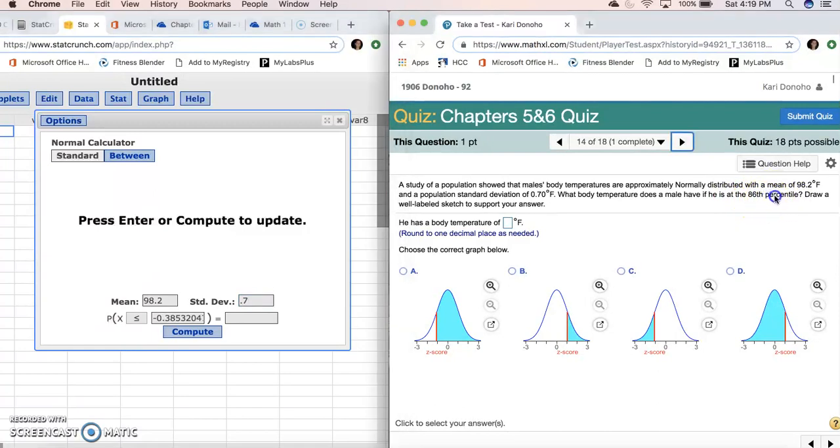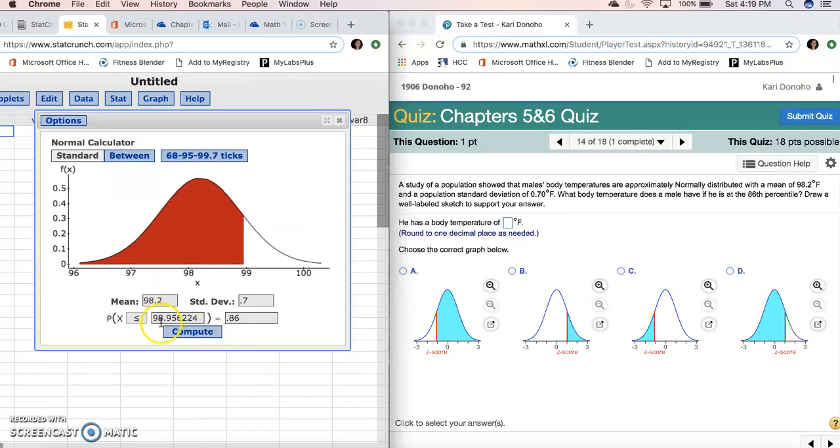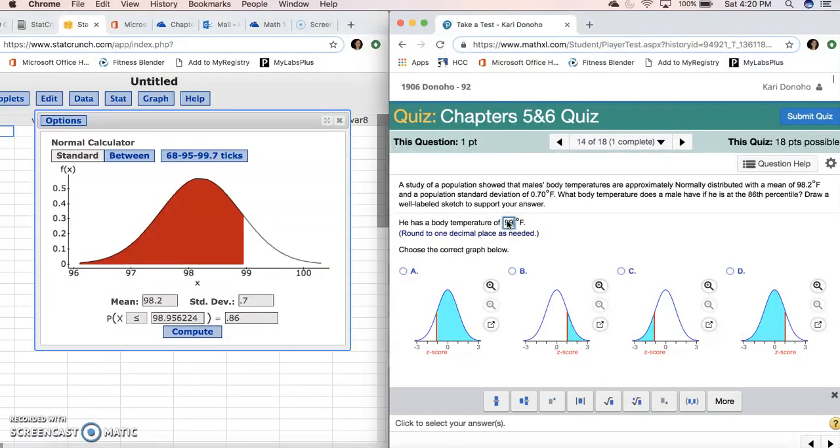This is why it's so important that you know that words like percentile are the same thing as area or probability. So when you see that, that goes here. So I want to change this to 0.86 in this case. That's the probability. And when we're working backwards, we always use the less thans, so never change that on an inverse normal. Click compute. It looks like his body temperature is about 98 point something, so I guess you'd have to turn that into a 99 as far as rounding is concerned. And this one would be this image right here as well.